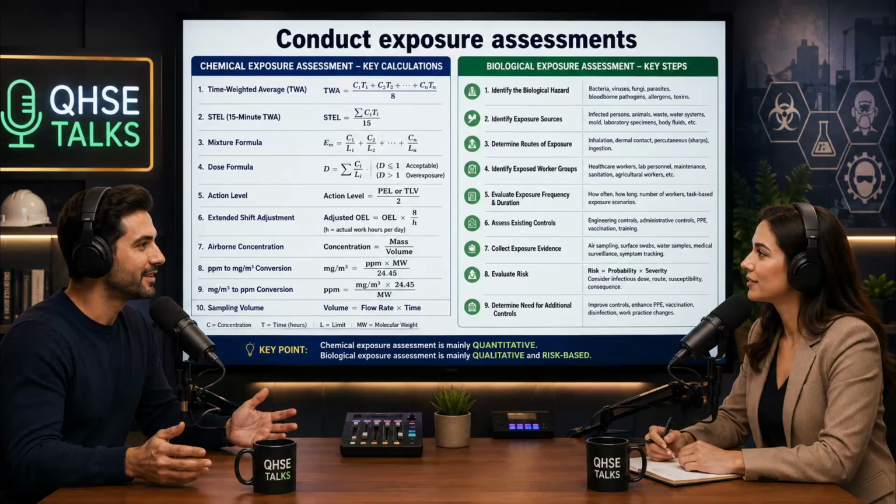What does the A weighting do? The A weighting is essentially an electronic filter on the sound meter that mimics the sensitivity and frequency response of the human ear. It focuses heavily on the mid-range frequencies where human speech and human hearing damage actually occurs.